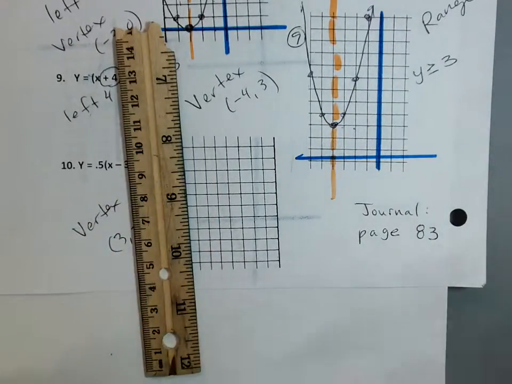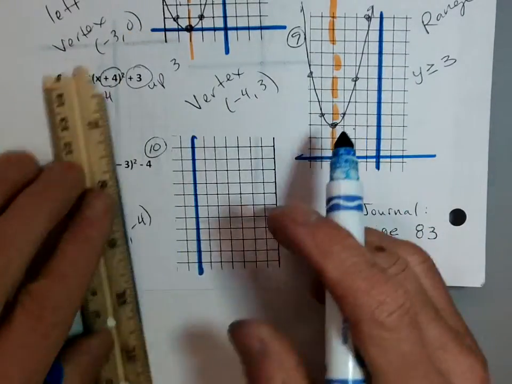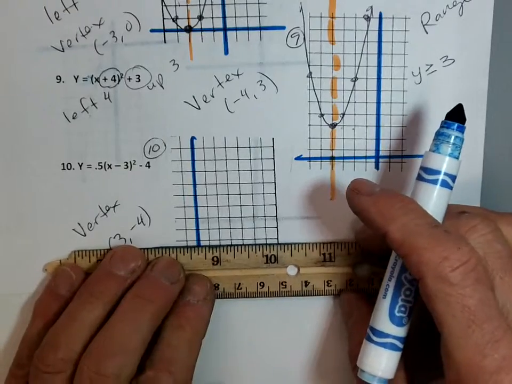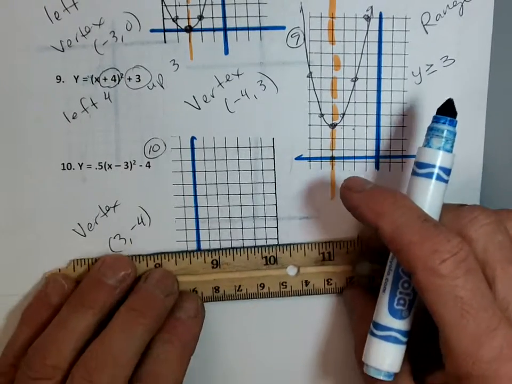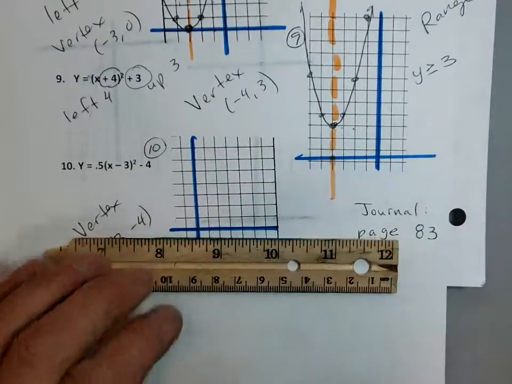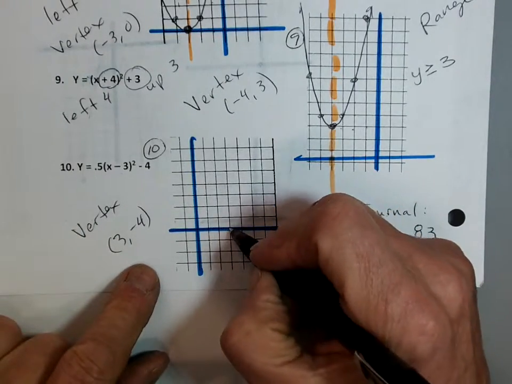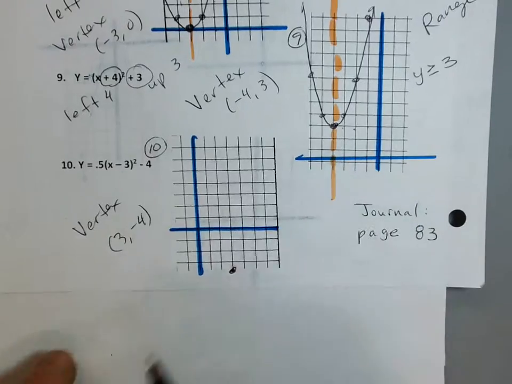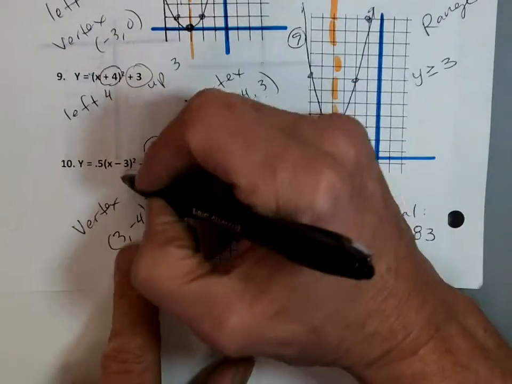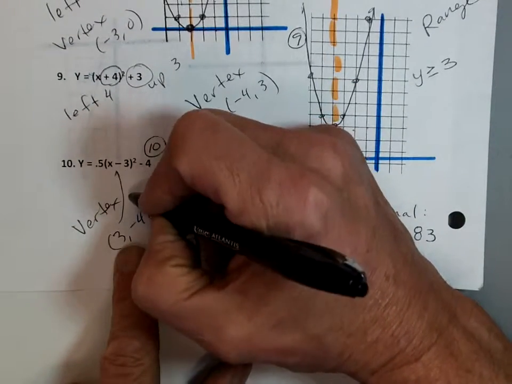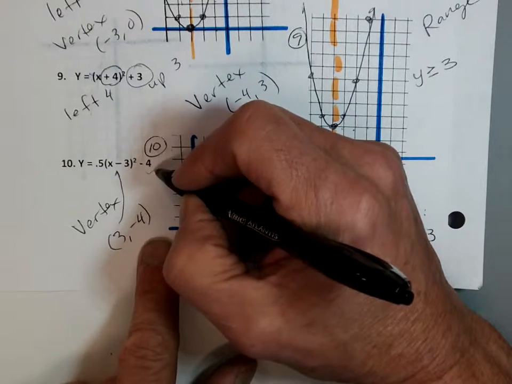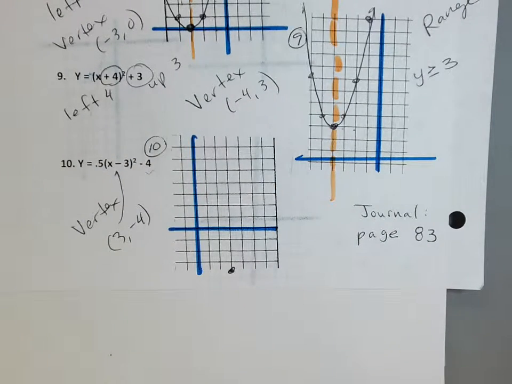Wait, what about the 0.5 though? You are ahead of me. I'm going to answer that in just a second. It is going to affect the graph. Yep. Totally right. Okay. So, opposite, right? So there's my vertex. It does affect the graph because this graph is going to be half as tall.